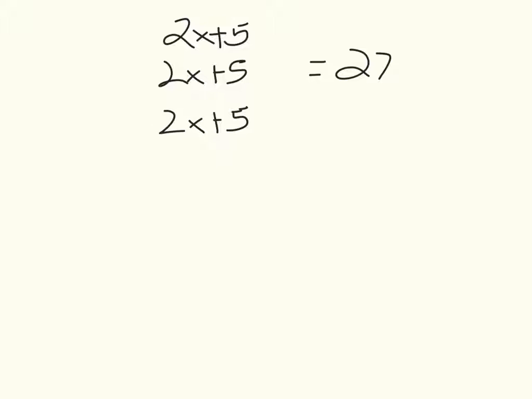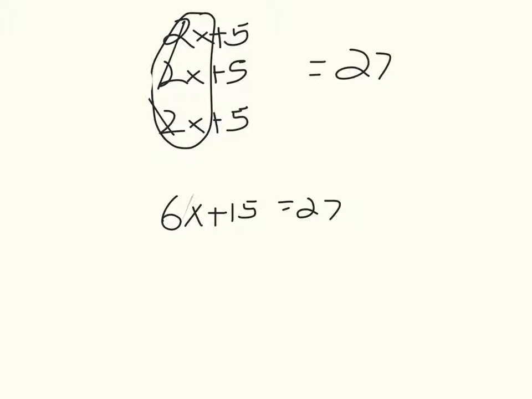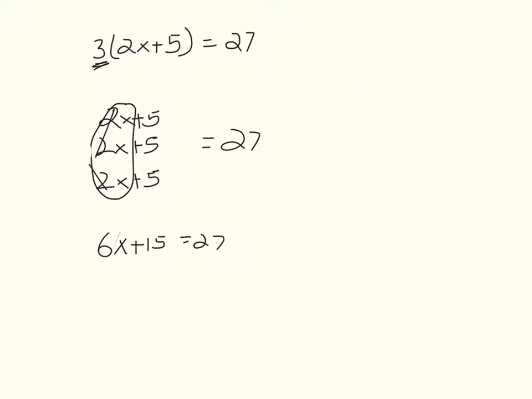Well, 2x plus 5, 3 times, right? So 2x plus 2x plus 2x, 2 plus 2 is 4, plus 2 more is 6, 6x. 2x plus 2x plus 2x is 6x. So I've got 6x. 5 plus 5 plus 5 is 15. And that equals 27. You see, there's a shortcut that we can take, though.